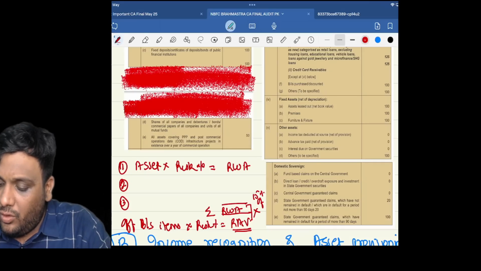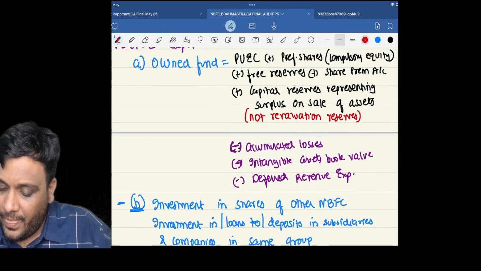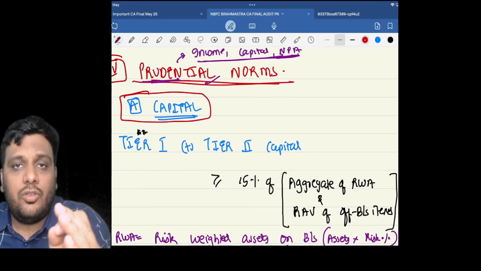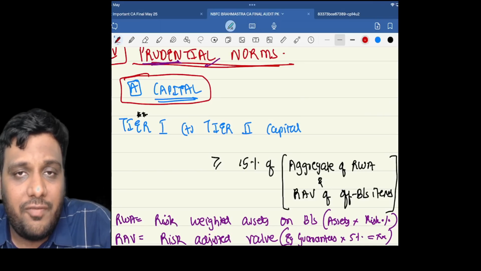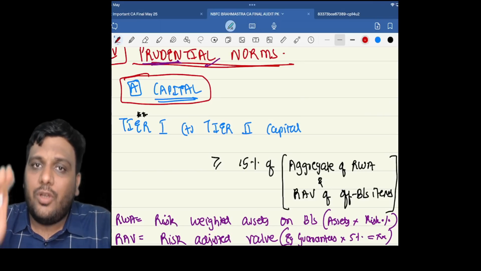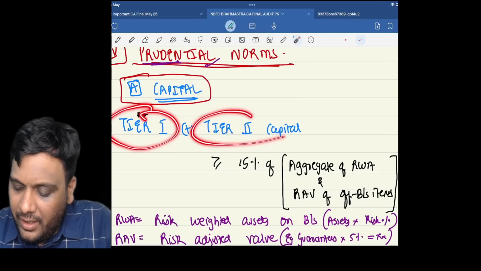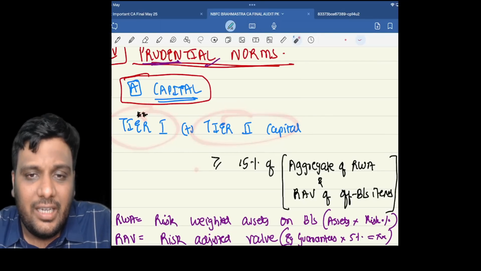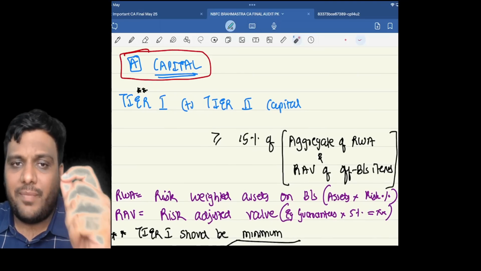Okay. So everyone over here, come on. Don't quit. This is very easy. So 15% of aggregate of risk weighted assets and risk adjusted value of off balance sheet items, all right, that should be your minimum capital, correct? So tier 1 plus tier 2 capital should be greater than or equal to 15% of aggregate of risk weighted assets and risk adjusted value of off balance sheet items.